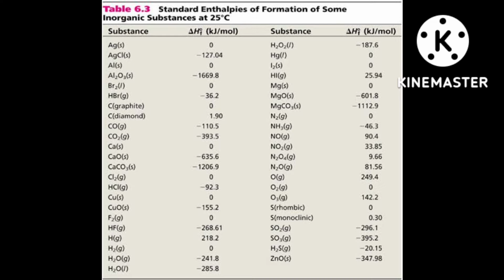This question is asked: calcium oxide is more stable, more stronger than magnesium oxide. These are the common questions they are asking. Why? Because now you can understand. If it is stronger, it means the delta H value will be more negative.